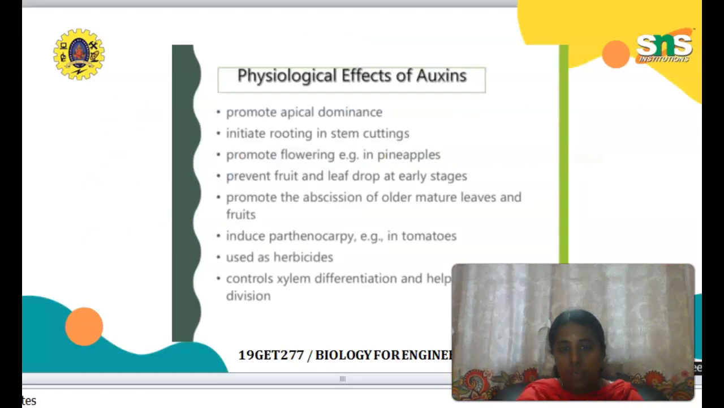Next, physiological effects of auxins: promote apical dominance, initiate rooting in stem cuttings, promote flowering, prevent fruit or leaf drop at an early stage, promote the abscission of mature leaves, induce parthenocarpy, used as a herbicide, and control xylem differentiation.